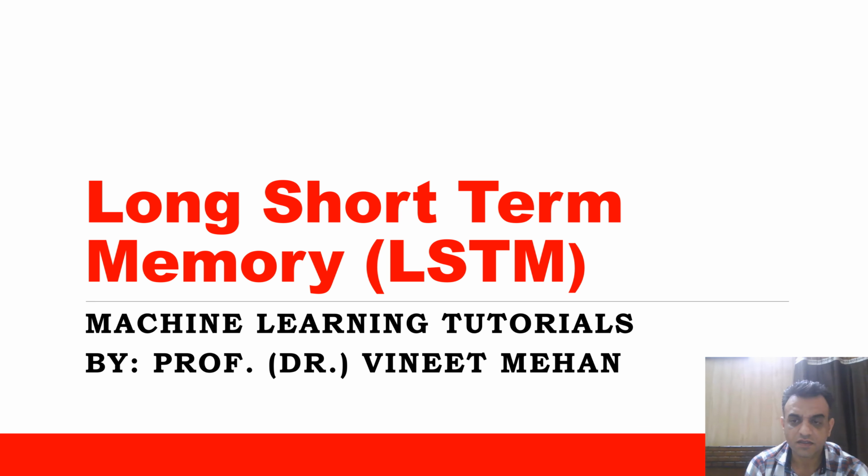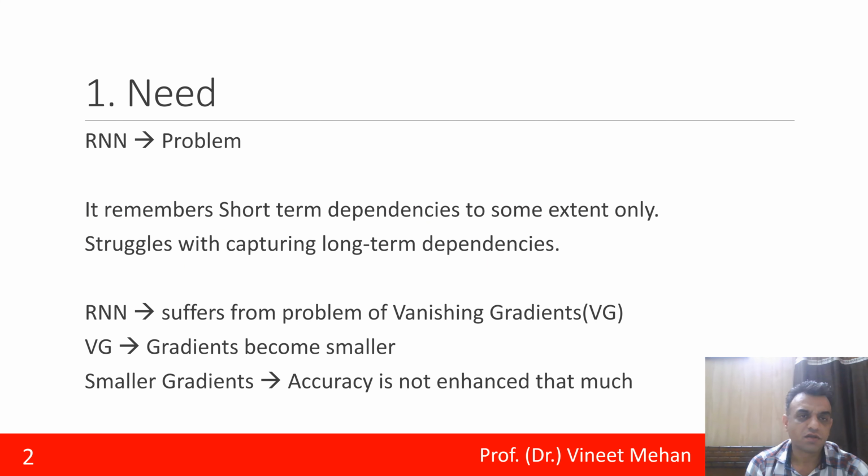So we'll be discussing a topic that is LSTM, that is long short-term memory. Now there is a problem with RNN, and the problem is that it remembers only short-term dependencies to some extent. Short-term dependencies here means that the sequence is short, the sequence of words is short. There is a small sentence. And when there are long-term dependencies, this RNN struggles a lot with this. So this is the problem.